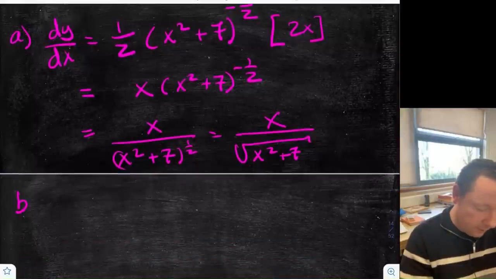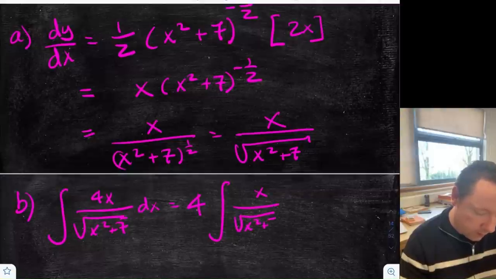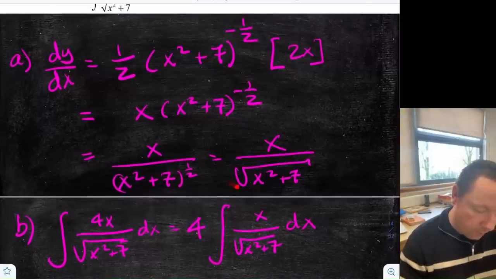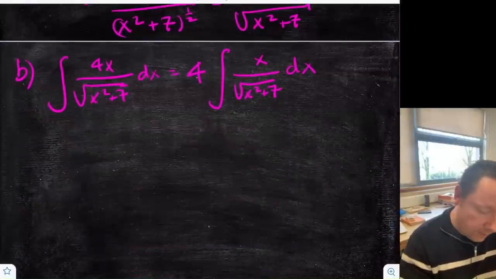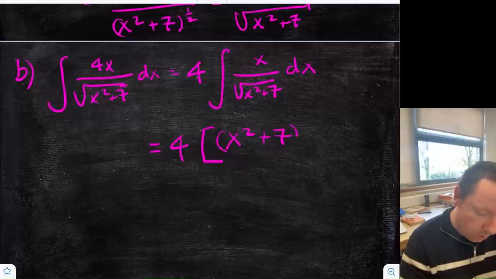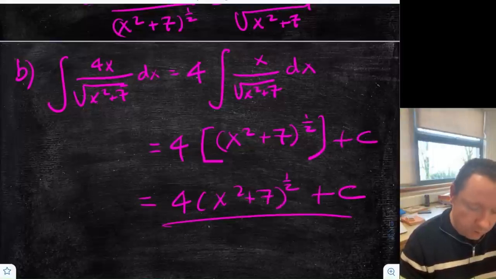So if I do part B, integrate 4x over the square root of x squared plus 7 dx, well, if I just take that 4 out, I get the integral of x over the square root of x squared plus 7 dx, which I already know is exactly the same as what I found up here, my differential. This integrated is exactly that. So I can just write the integral as (x squared plus 7) to the half. Simple as that. So that means my answer is 4 times (x squared plus 7) to the power of a half. I've forgotten my plus c, so there we are, plus c, and we're done there.